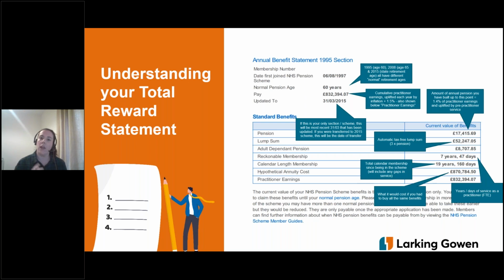Now, this is where understanding what we're talking about can really help give the context, because the pay figure there, well, you haven't earned, I can tell you this GP didn't earn £832,000 in any given year.